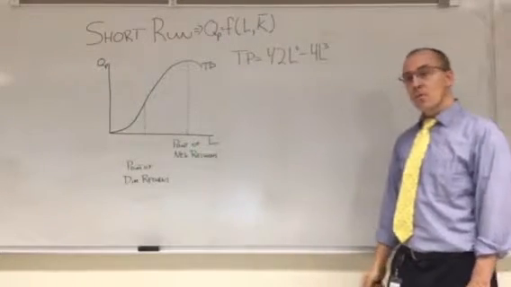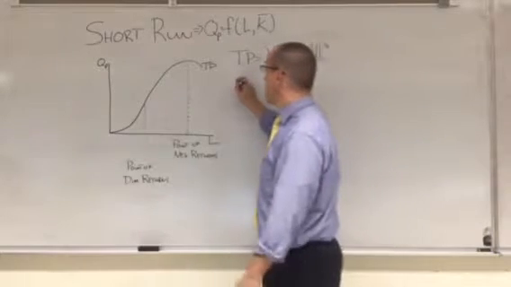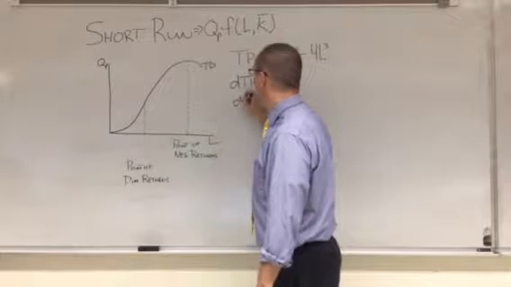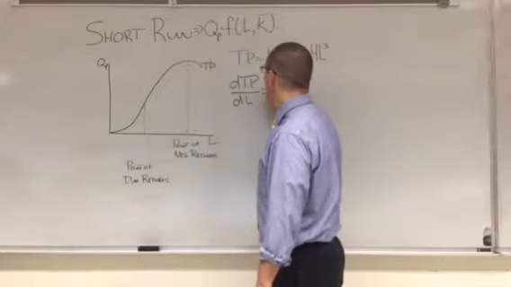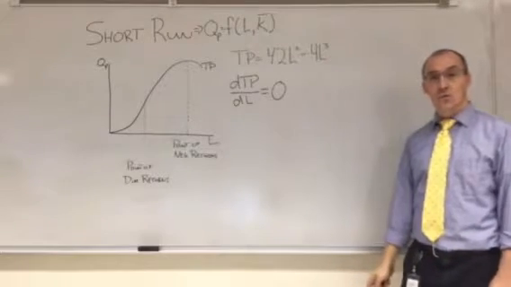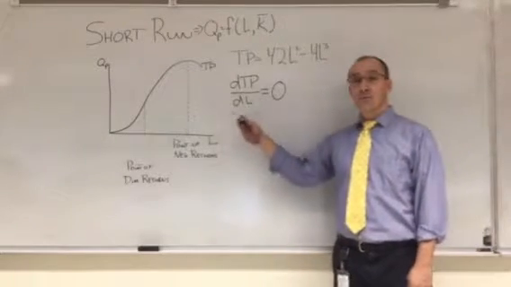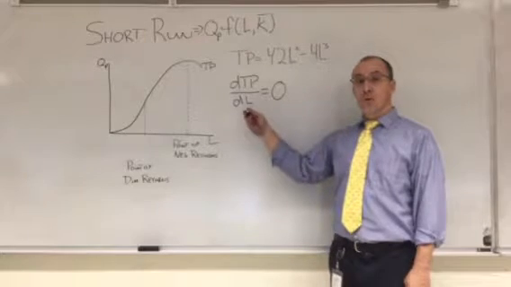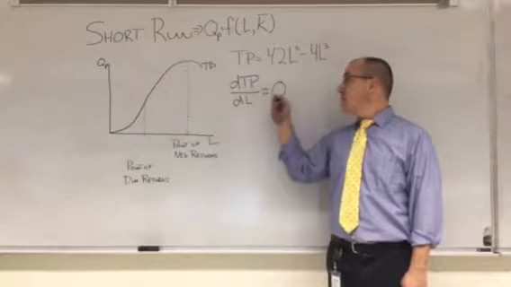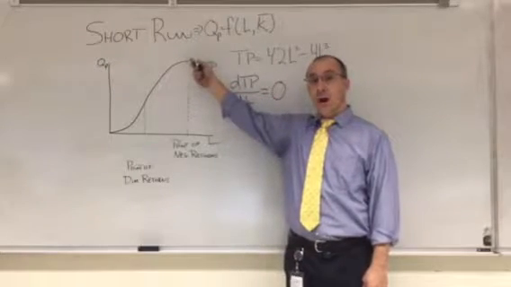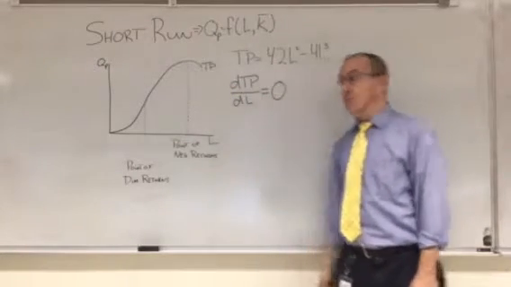What I want to look for mathematically is the place where adding an additional worker will yield no additional total product. That's what this mathematical notation means. Adding an additional worker, a change in labor, has no effect on total product. That is the top of my total product function.